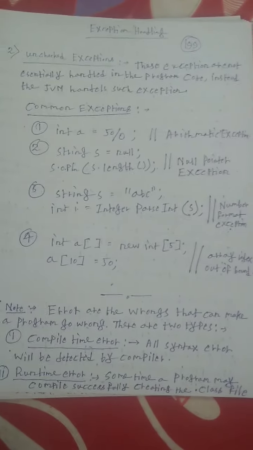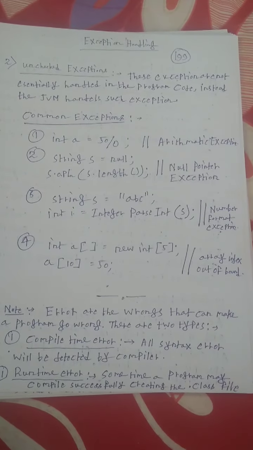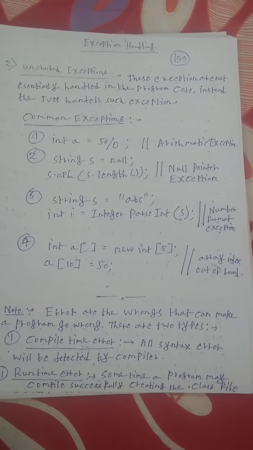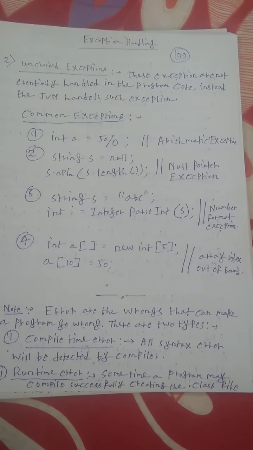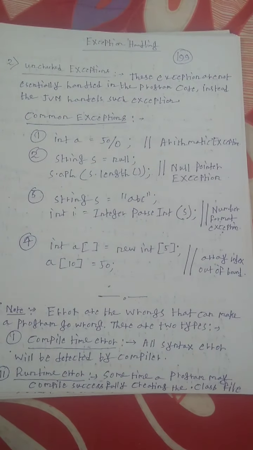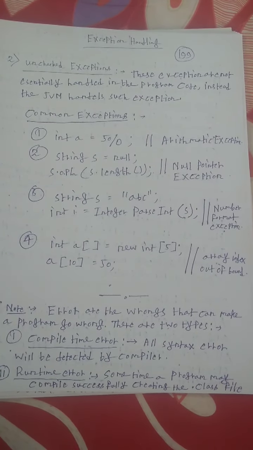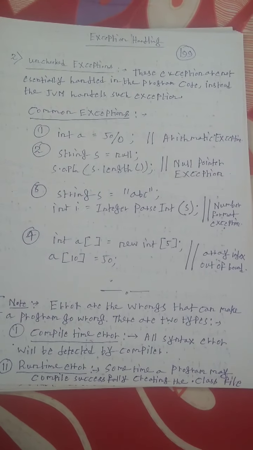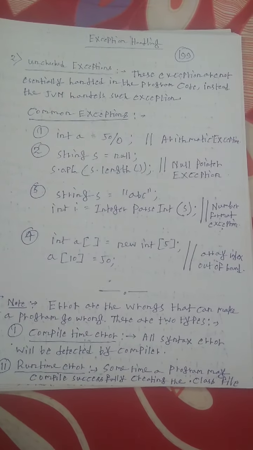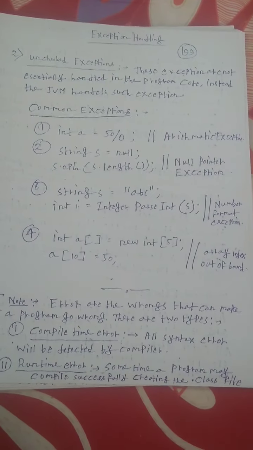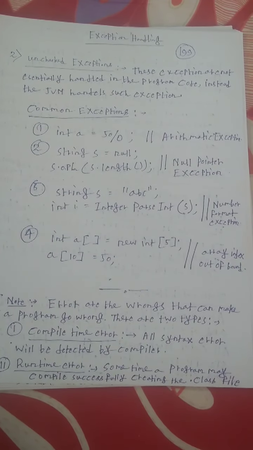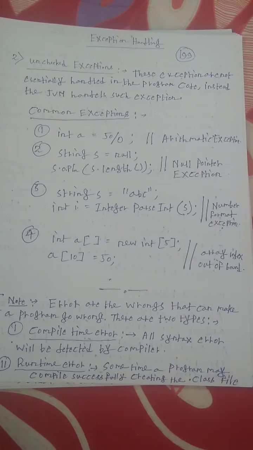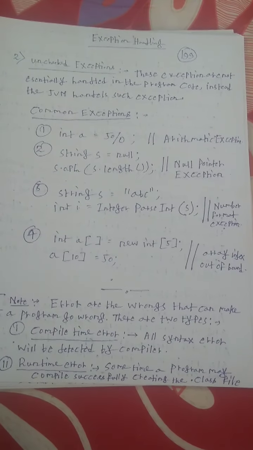Unchecked exceptions are not especially handled in the program code. Instead, the JVM handles such exceptions, which means they are runtime exceptions. A common exception: int a = 50/0, that is arithmetic exception. String s = null; then System.out.println(s.length()).